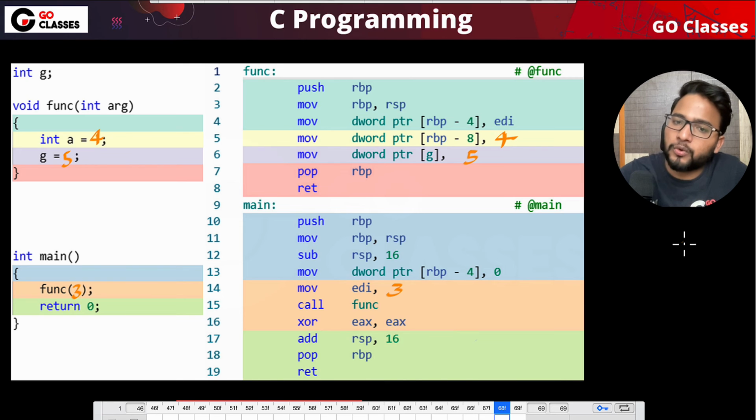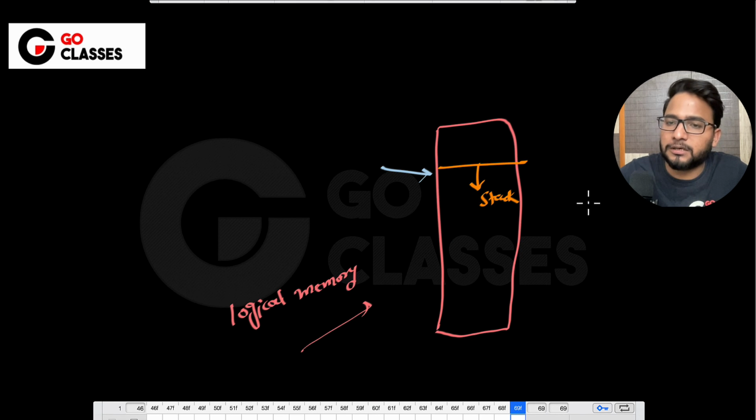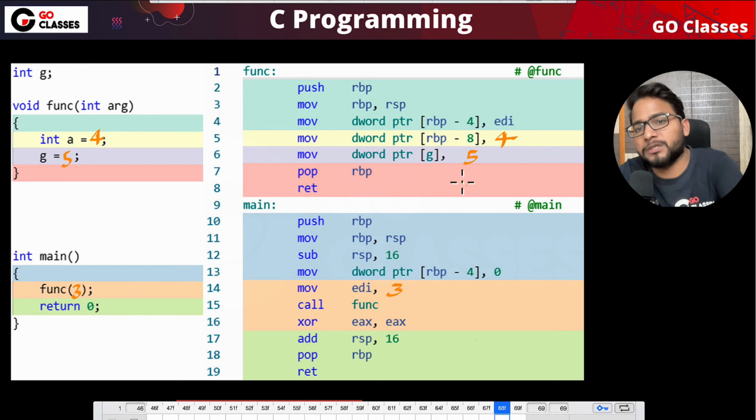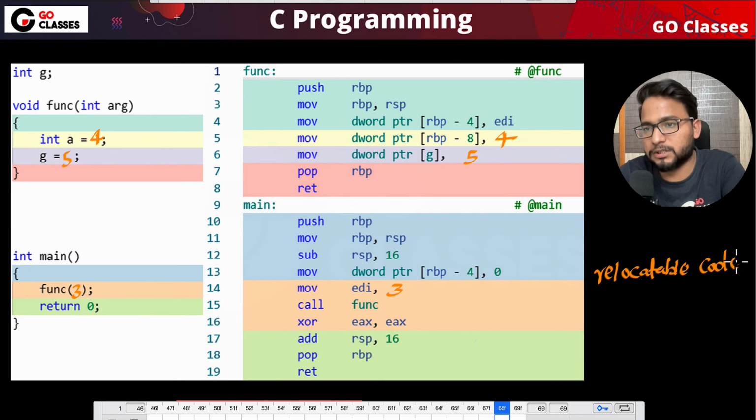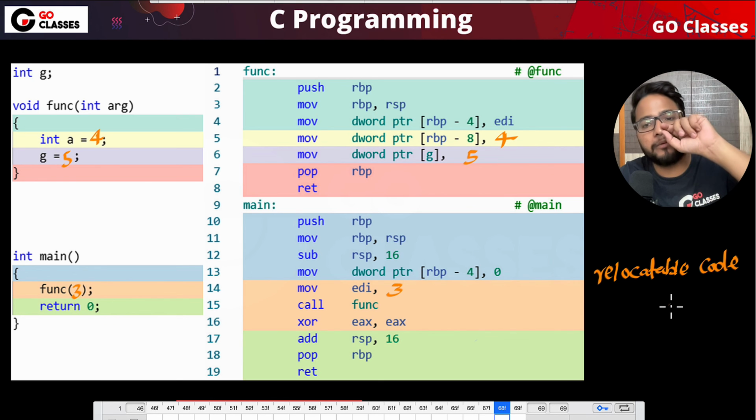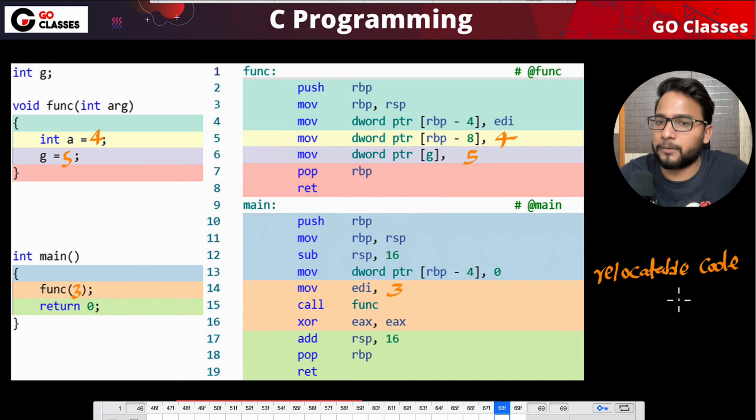Which means that you can load it anywhere in the main memory. It doesn't matter. You just tell me the starting address, and all of the addresses that we have generated are related to RSP. So that's why this is also called relocatable code. Why? Because you can locate it anywhere and it will work very charmingly. There won't be any problem.